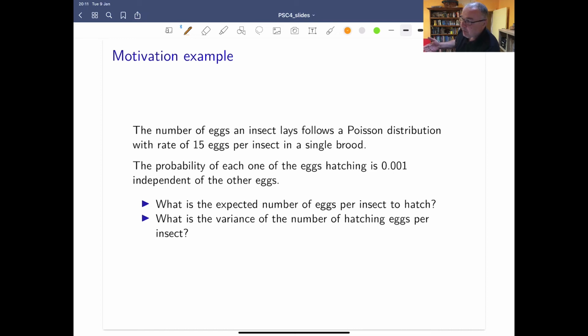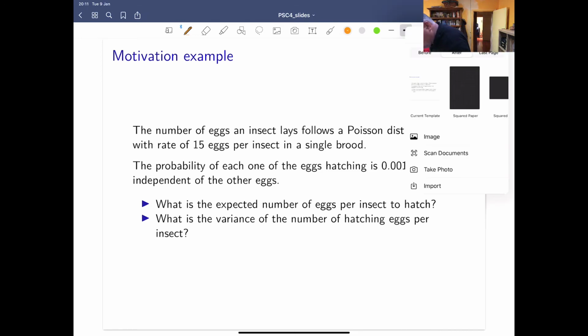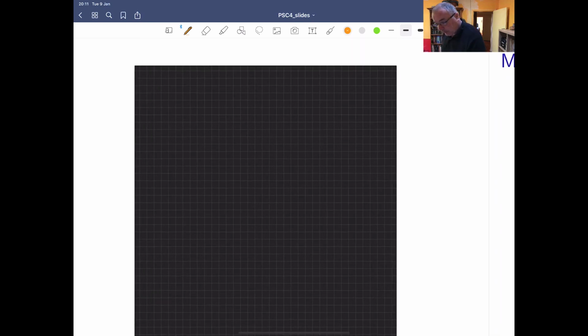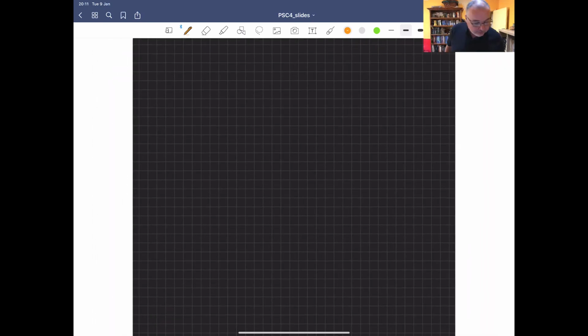But the fixed number of trials is also another random variable, which is why we call this hierarchical: you have parameters in one random variable that is also a random variable. So we'll call it a hierarchical model. So what we're going to do now is work this out using these conditional expectations.